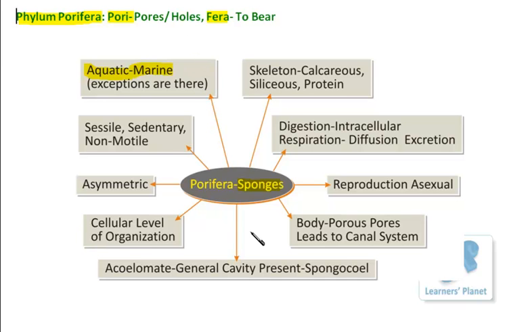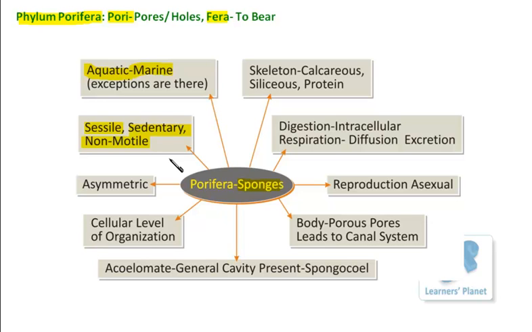The next point regarding the sponges is that they are sessile, sedentary and non-motile. You know what these three terms mean? We will not go into so much depth about it, as we have already discussed in the earlier session when I discussed the general features of animals, right? These terms will repeatedly come up in the further sessions. So you must understand the meaning of these terms, and that's why that earlier session was recorded, right?